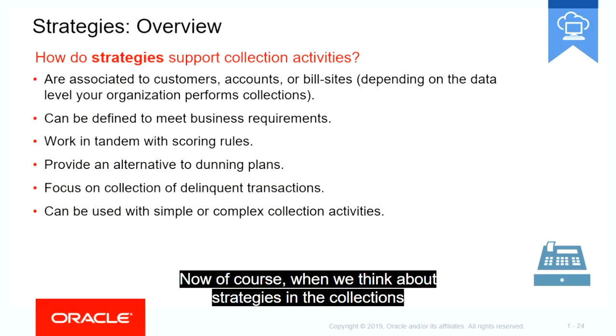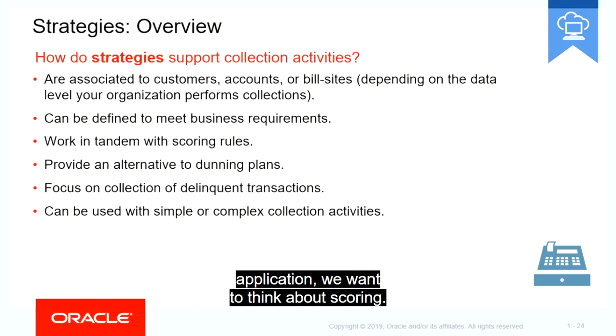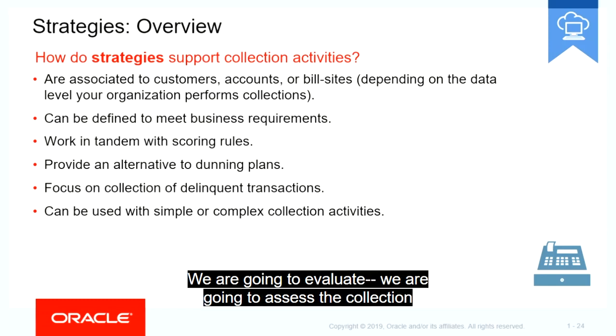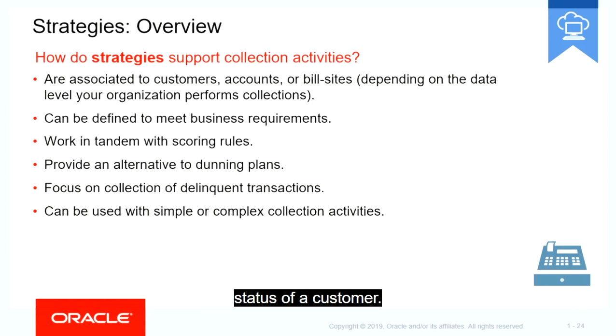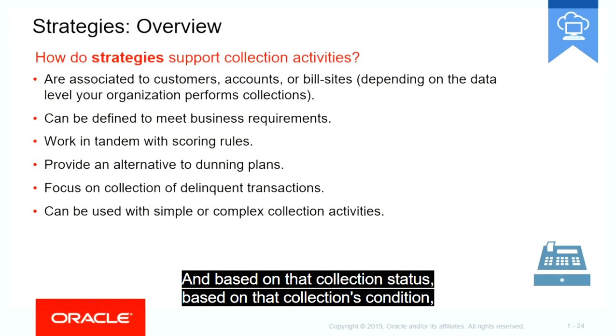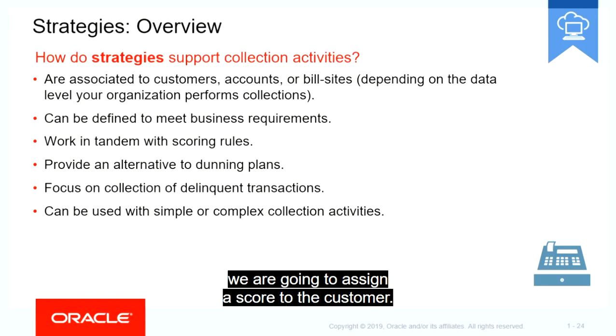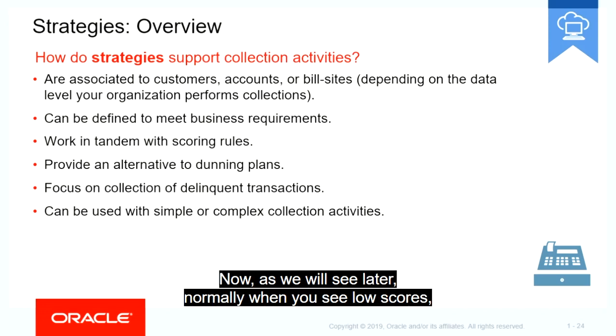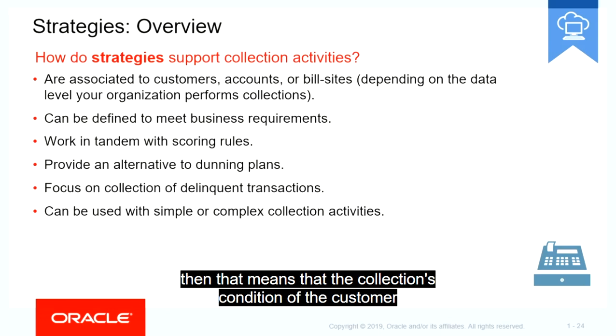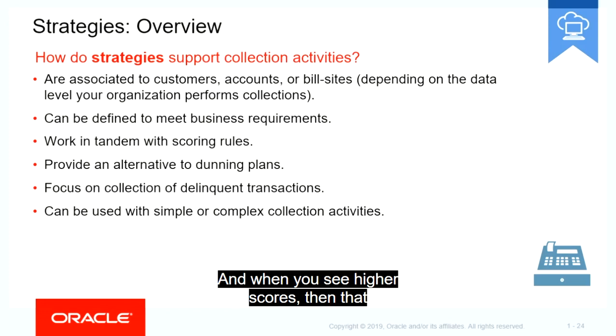Now, of course, when we think about strategies in the collections application, we want to think about scoring, the use of scoring rules. What does that mean? We are going to evaluate, we're going to assess the collection status of a customer. Based on that collection status, based on that collections condition, we are going to assign a score to the customer. Now, as we will see later, normally when you see low scores, that means that the collections condition of the customer is not so good. And when you see higher scores, that means that the customer is not doing that bad.